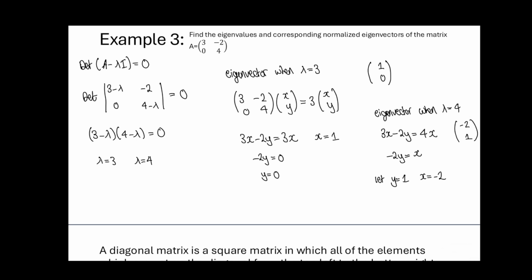If we now find the normalized eigenvectors, what we have to do is, if we call this vector A, we need to find mod A, which is done by doing the square root of 1 squared plus 0 squared, which is just 1. So this vector stays the same. If we do the same with minus 2, 1, again calling this vector A, we will have to do the square root of minus 2 squared plus 1 squared, which is 4 plus 1, which is 5, so square root 5. So the normalized vector, or unit vector, would be minus 2 over root 5, 1 over root 5. Hopefully that makes sense. Moving on.